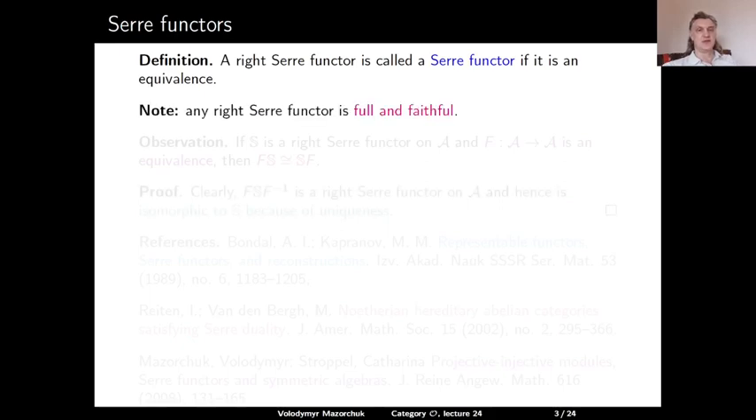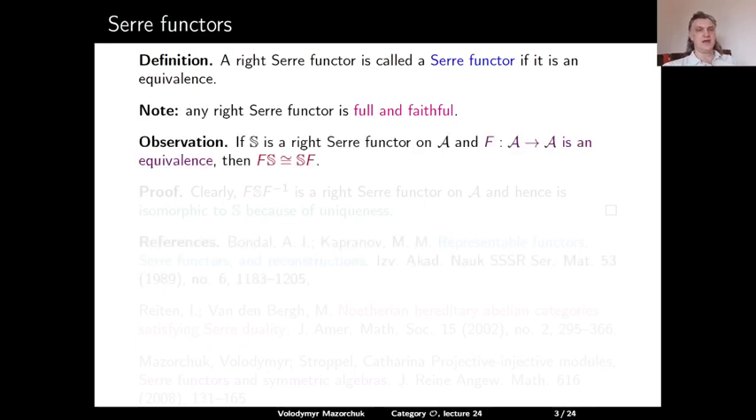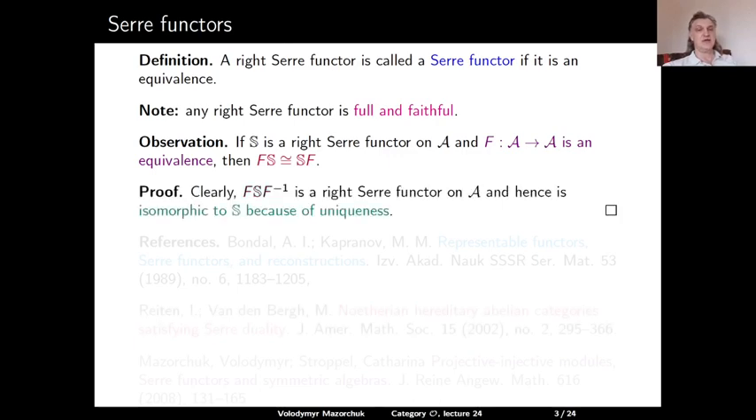It is very easy to see from the definitions that any right Serre functor is full and faithful. Therefore, a right Serre functor is a Serre functor if and only if it is dense, or essentially surjective. Observation: if S is a right Serre functor on A, and F from A to A is any equivalence, then F and S commute. It is very easy to check that the conjugation of S by F is a right Serre functor on A, and hence this must be isomorphic to S because of uniqueness of right Serre functors.